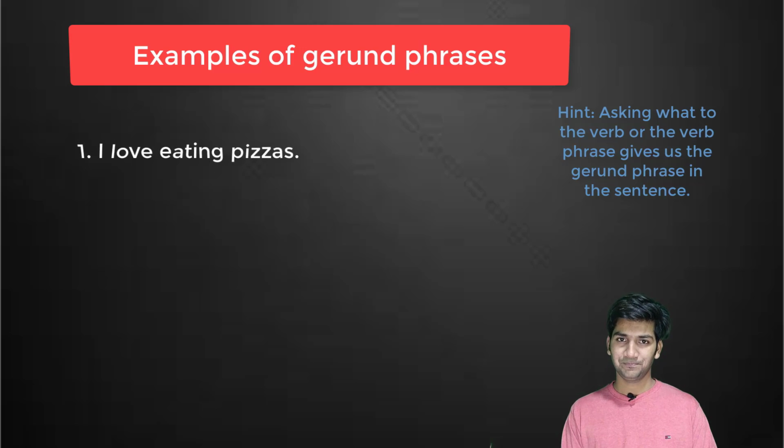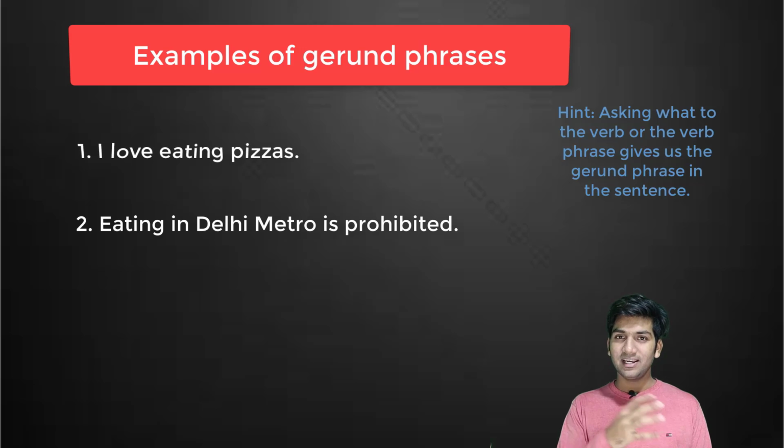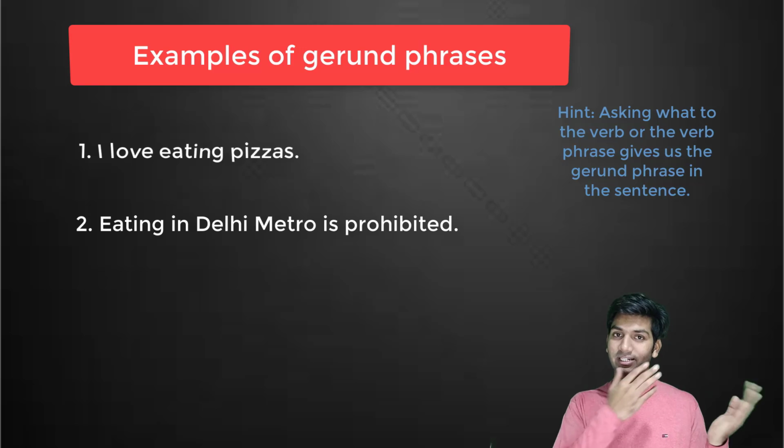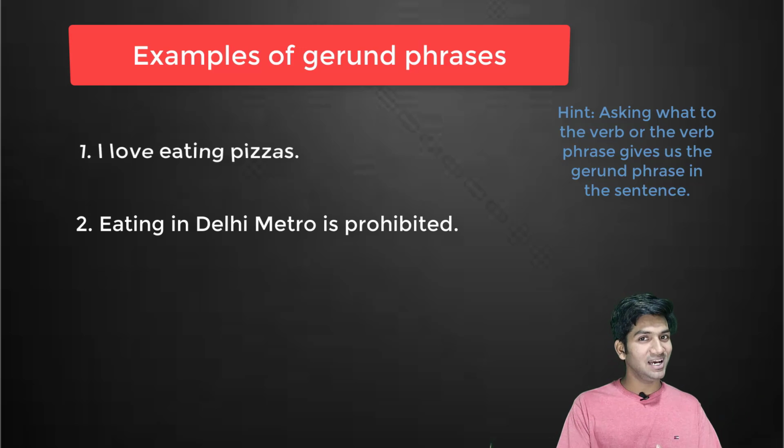Let's take one more example. Eating in Delhi metro is prohibited. Now you guys tell me what is my gerund phrase here, applying the same trick. Think about it. Oh, you got it right. Asking the question what is prohibited, I get my answer, eating in Delhi metro. That's how simple it is, right?